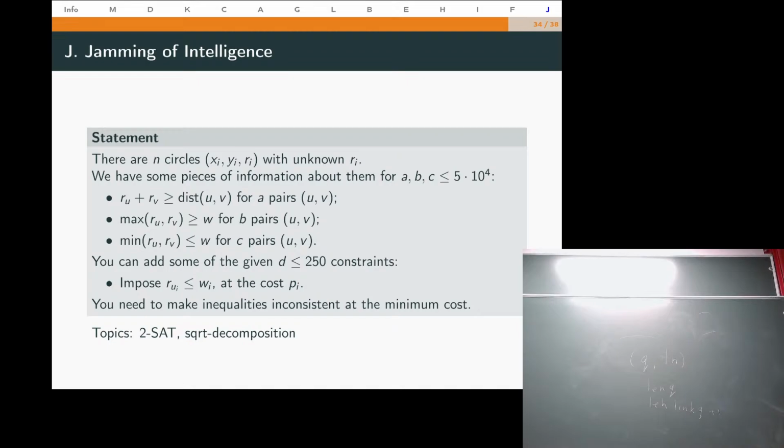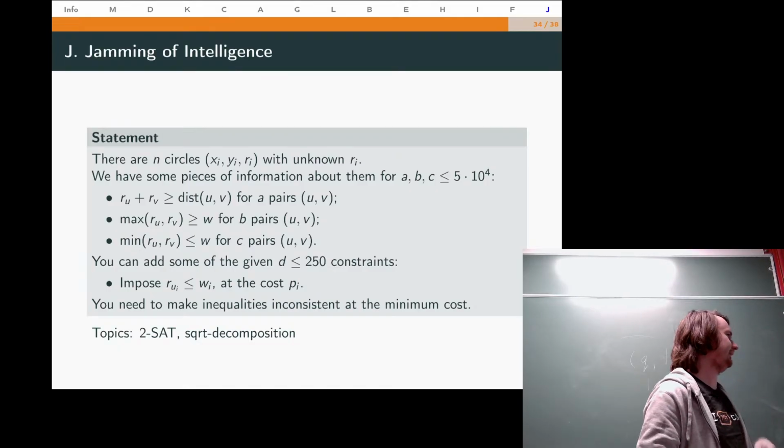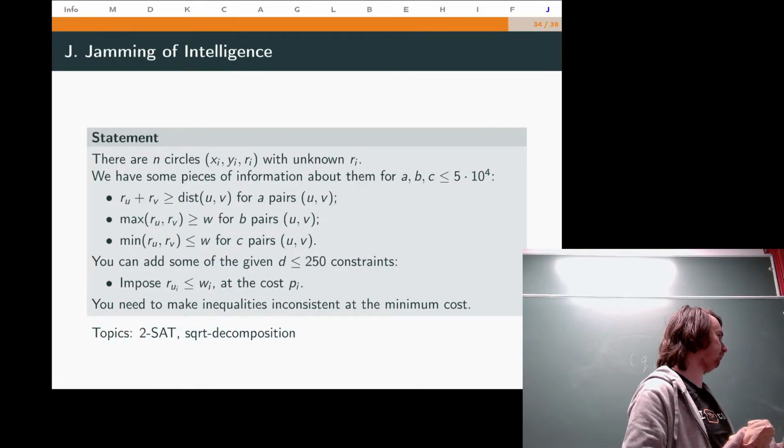Then the second fact is that the maximum radius of two given circles is greater or equal to W, and the third kind of fact is that the minimum radius of two is less or equal than W, again for some pairs U and V.